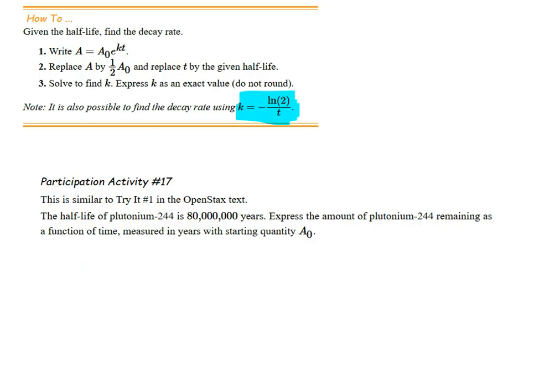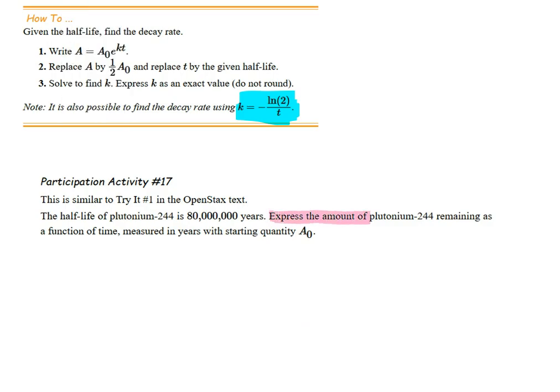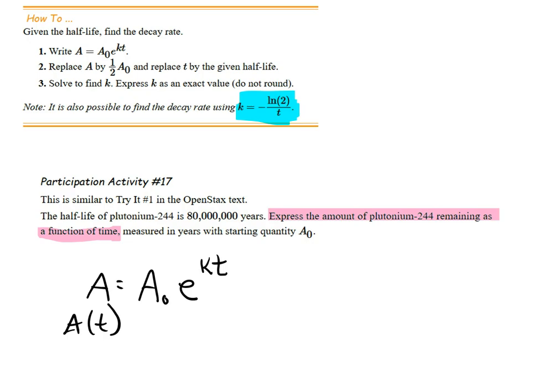But anyway, what they are wanting here on participation activity 17 is to express the amount of plutonium-244 remaining as a function of time. Okay, they want it as a function of time. So when the original function is A equals A sub 0 e to the kt, they're actually looking for A of t. They want it as a function of time, which means I have to figure out what k is, and I'm going to be using this one right here.